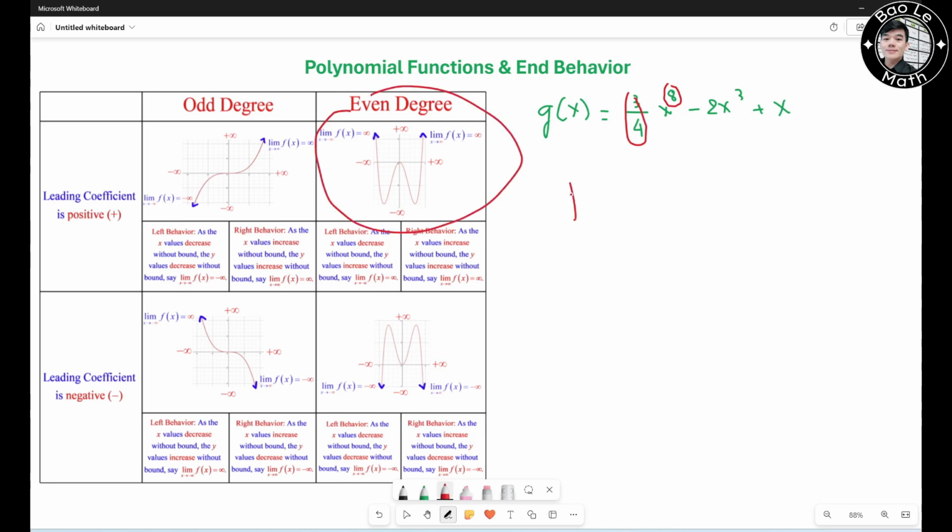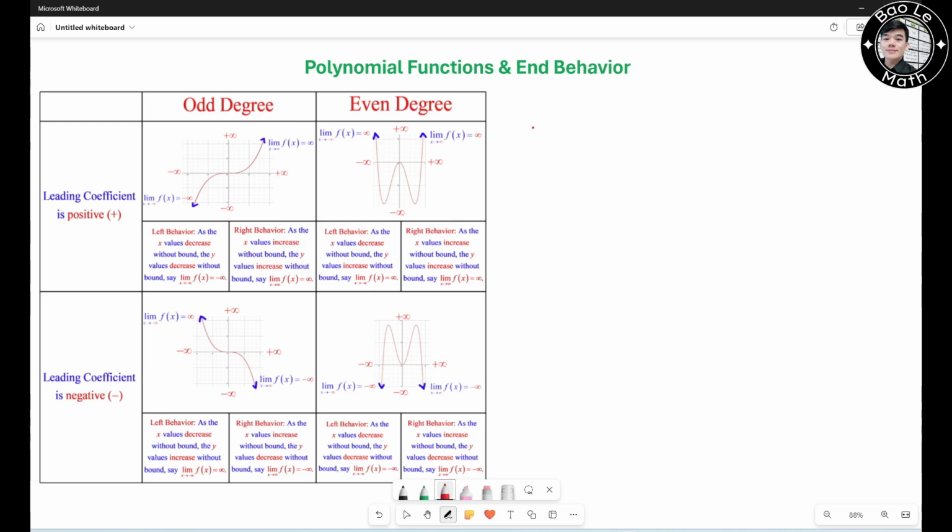So we have the limit of the function g of s when s approaches negative infinity. It's going to be positive infinity, and this is the left behavior. Now the right behavior: left means negative infinity, right means positive infinity. The limit of the function g of s when s approaches positive infinity is going to be positive infinity.